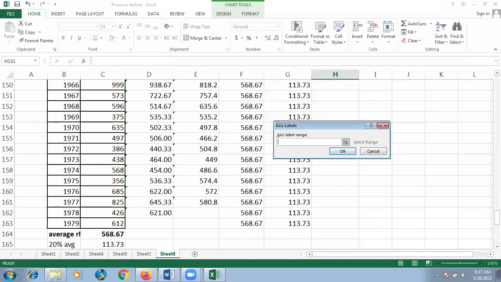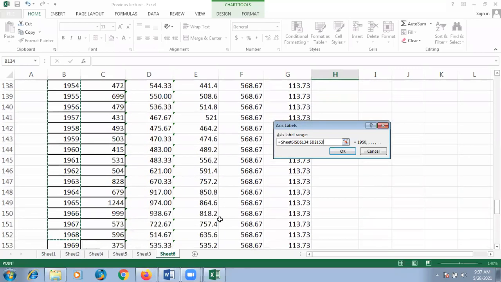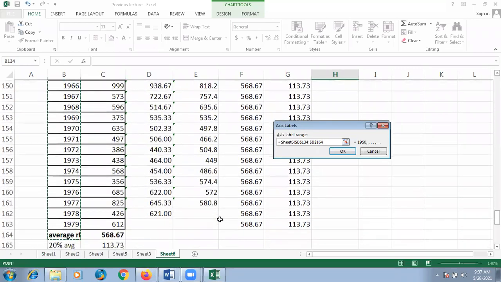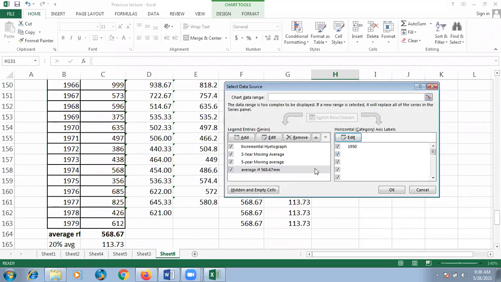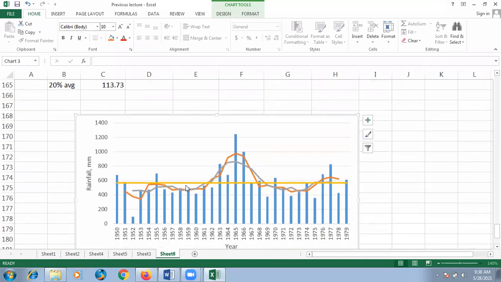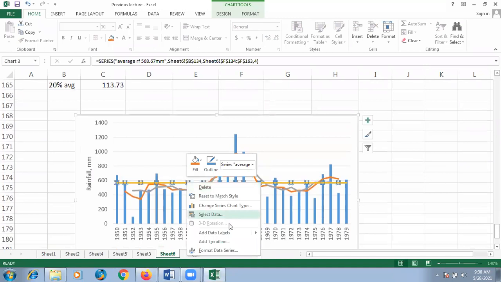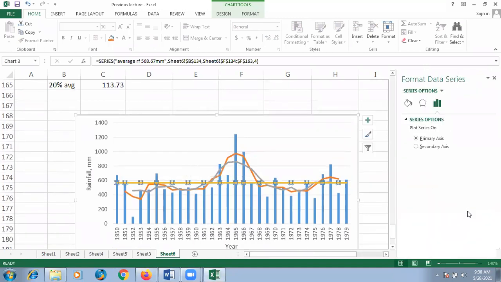Then the time axis, the years I have to represent. Yes, I have represented. So the moment I do it, you get a horizontal line here. I will change this a little bit. Format data series. I will make it dotted line such that our job becomes easy here.